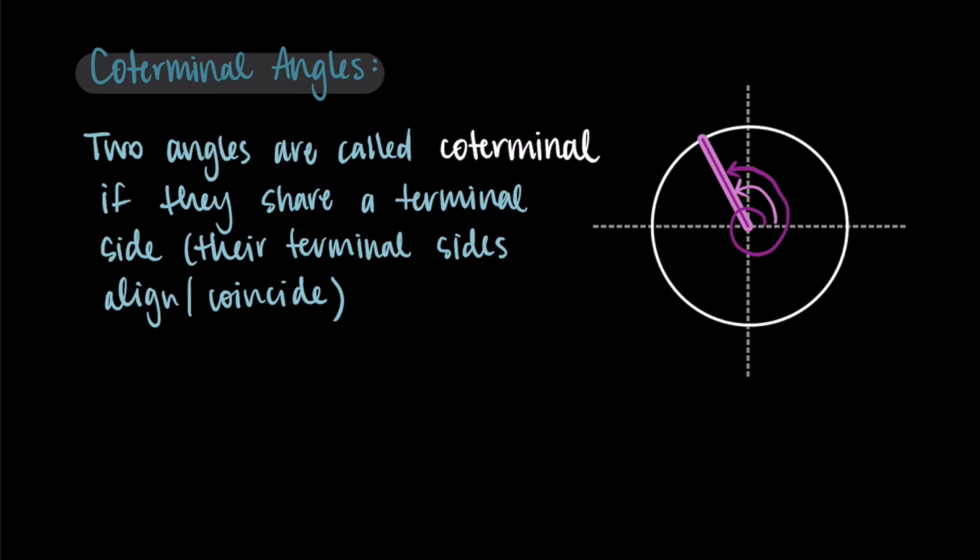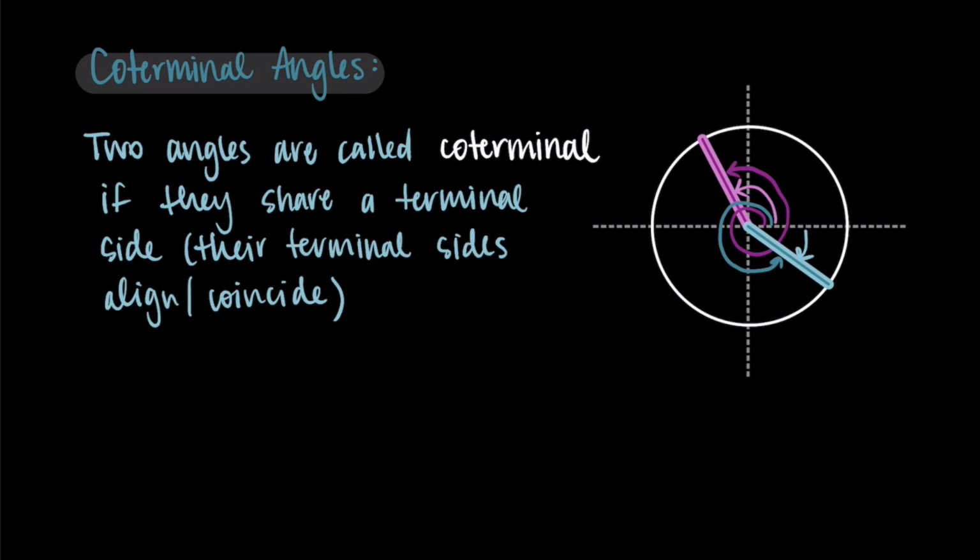This also works if one angle is positive and the other is negative. So let's say we have a negative angle that goes just down, so let's say to here. We could also have an angle that goes around all the way to meet where that one ended. So these would be coterminal because their terminal sides end up in the same location.